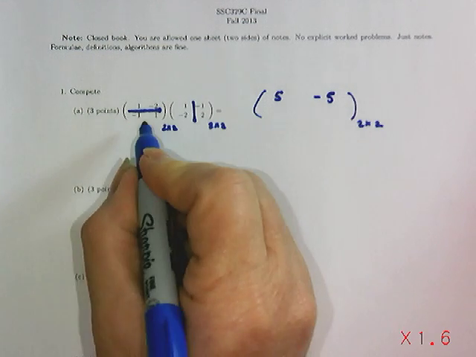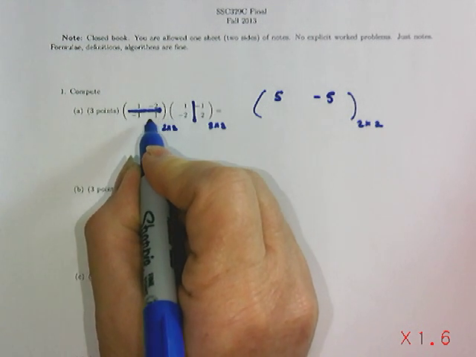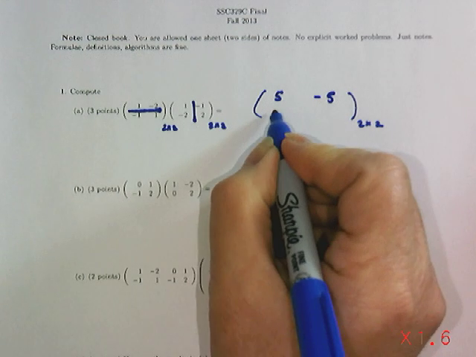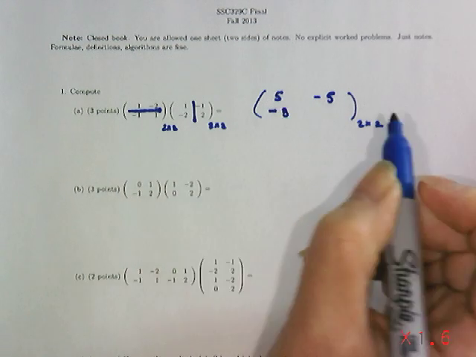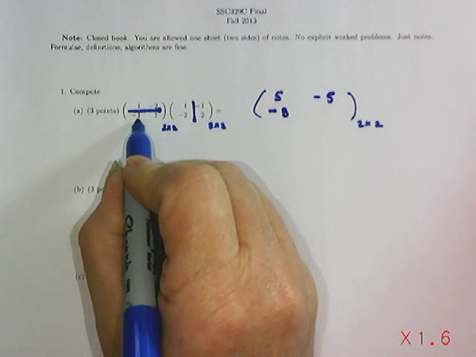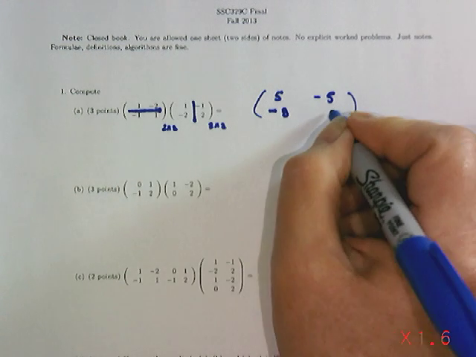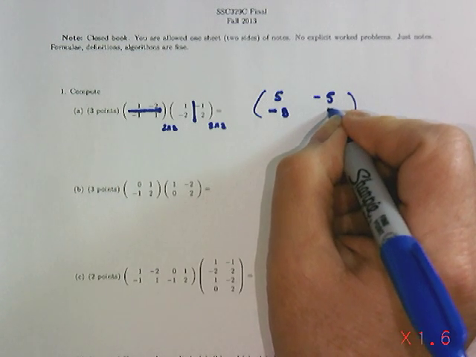The second row, first column, will be -1 times 1 plus 1 times -2, or -3. Second row, second column will be -1 times -1, which is 1 plus 1 times 2, and the result will be positive 3.